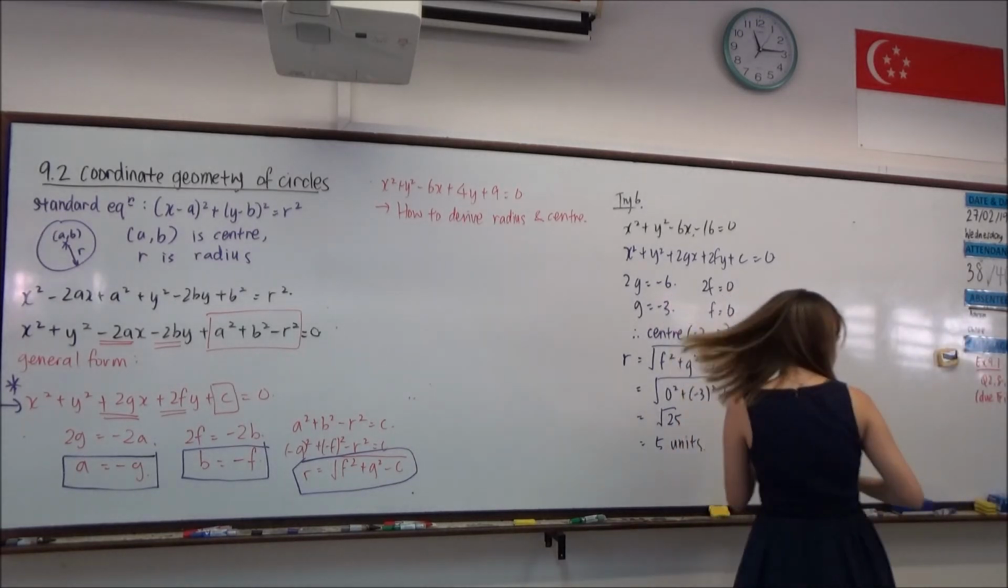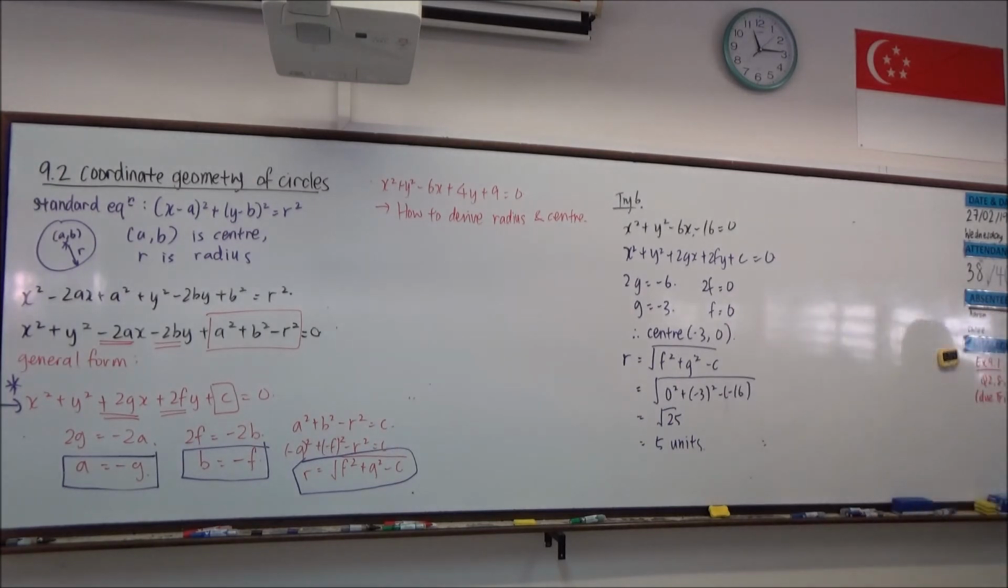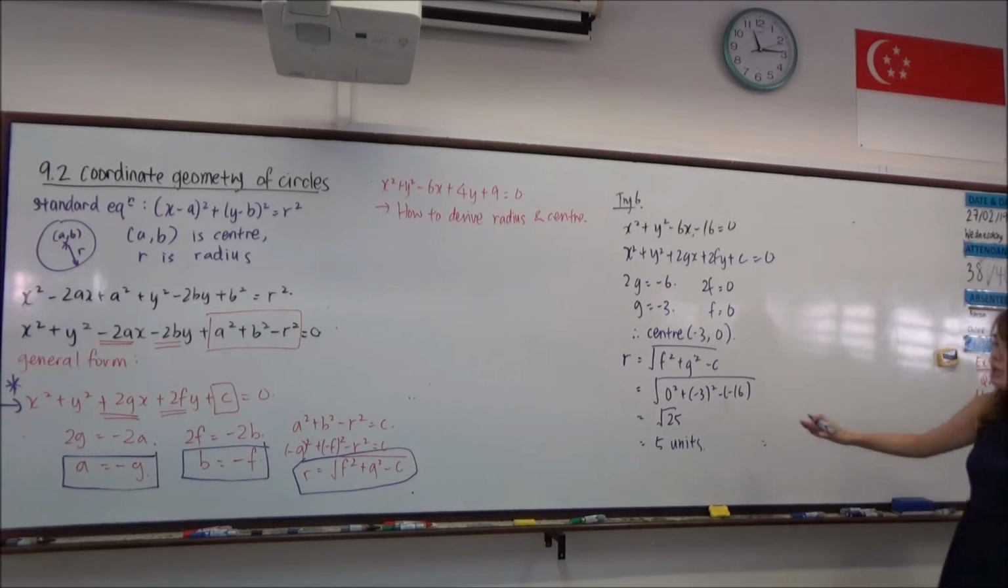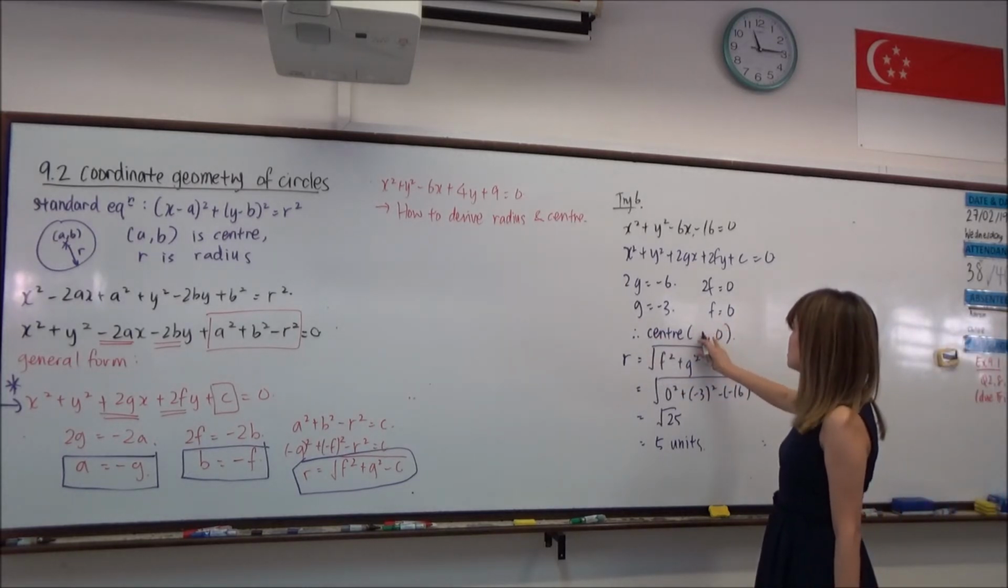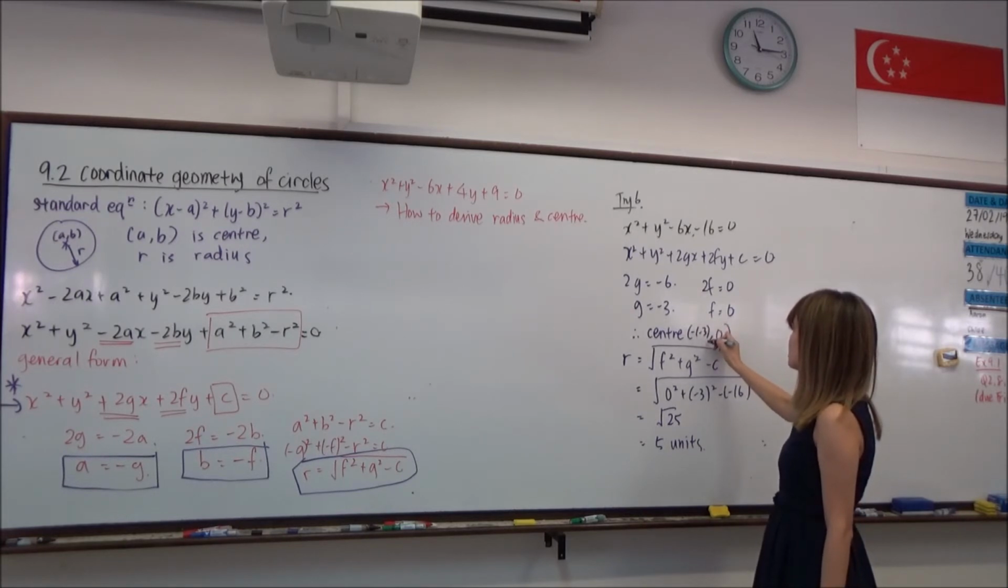How do I write this? 2g equals to negative 6, g is equals to negative 3. So center will have to be at negative of negative g, right? So therefore negative 3, 0.